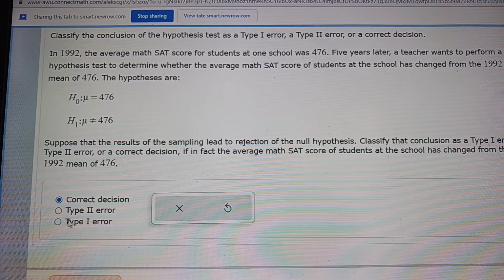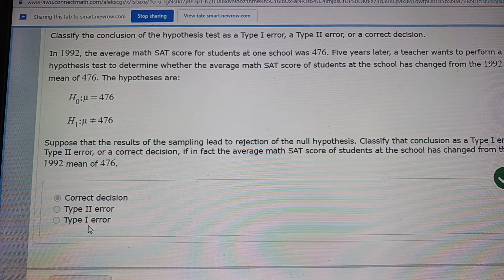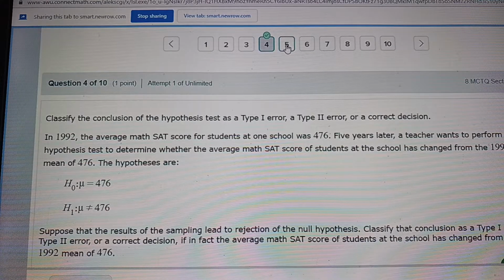So we have one of those two correct decisions, because we didn't have a type 1 error, we didn't have a type 2 error. So this was a multiple choice question in the homework. It was on the quiz. Here it is in the review, and it's one of the multiple choice questions on the test as well. So we got that one out of the way.